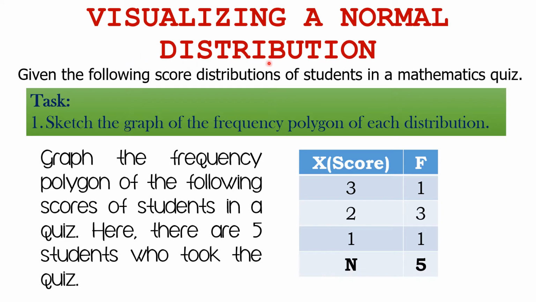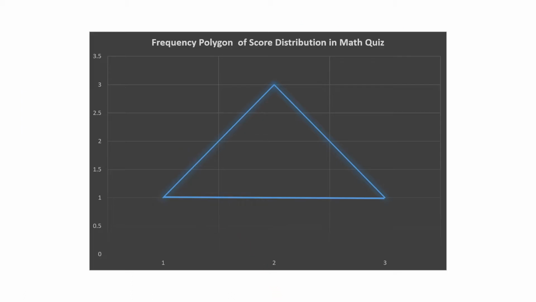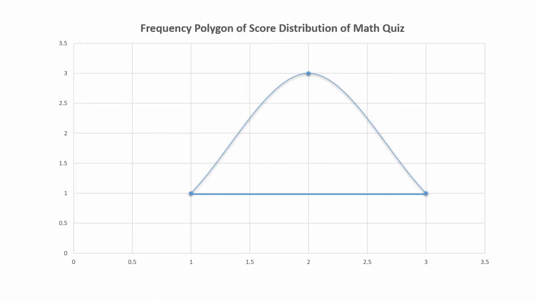Next, we have visualizing a normal distribution. To do this, let's do the following activity. We're going to sketch the graph of the given distribution. This time we have here the scores of 5 students in a math quiz. Using this data, let's look at the figure of its graph. This is the graph using straight lines. Upon using a smooth curve, the graph would look like this.